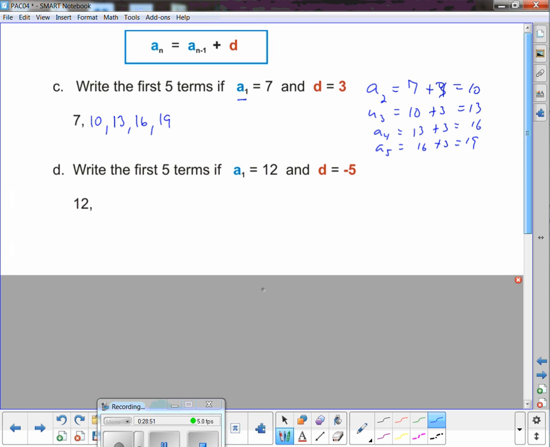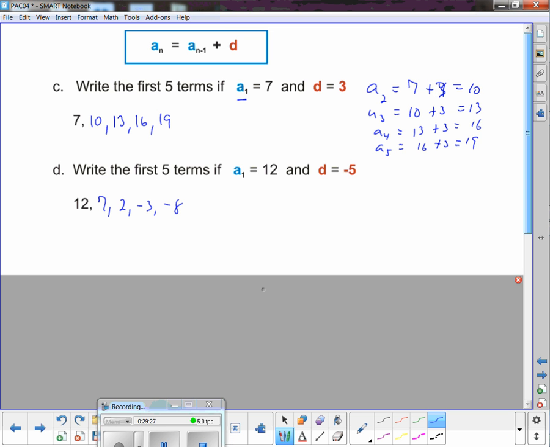Okay. So go ahead and write. Somebody go ahead and finish off those first 5 terms. You got 12. Give the second, third, fourth, and fifth. If you can't do it in your head, do the formula. Hayden, what do you got? All right, and Hayden is correct, and I hope you agree. 12, 7, 2, negative 3, negative 8.